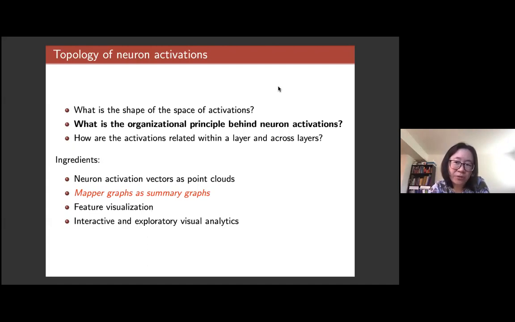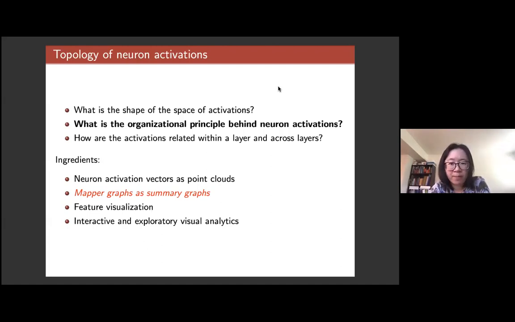It's just a way to try to reverse engineer. This is an existing technique: try to reverse engineer from some activation vector to an image that might lead to that activation. And finally, we have the tool to do interactive and exploratory visual analytics. So the tool is where I could do the demo as well.